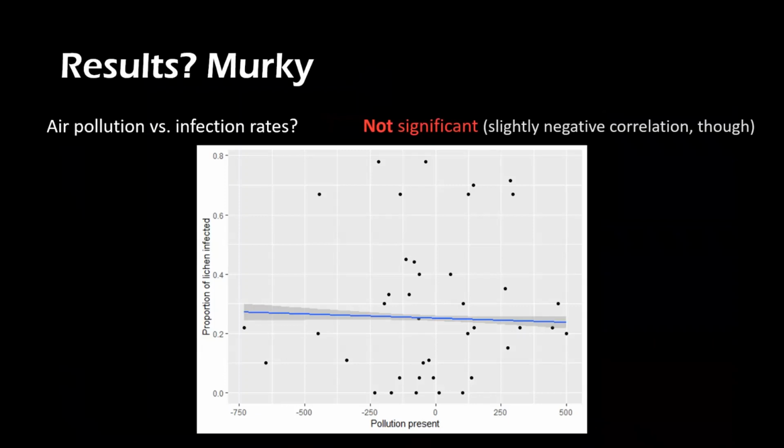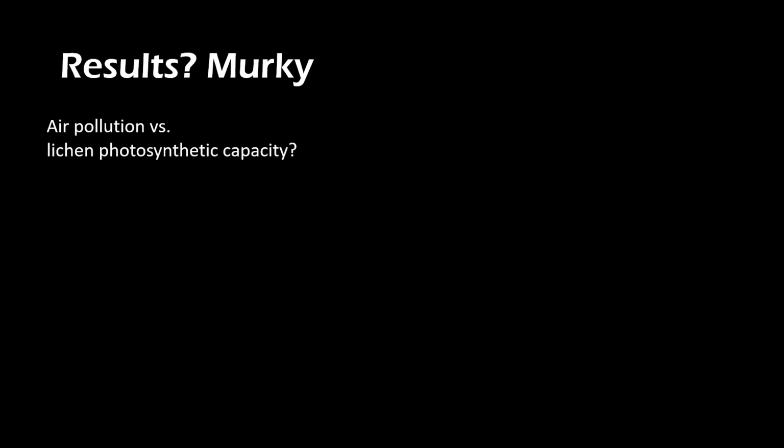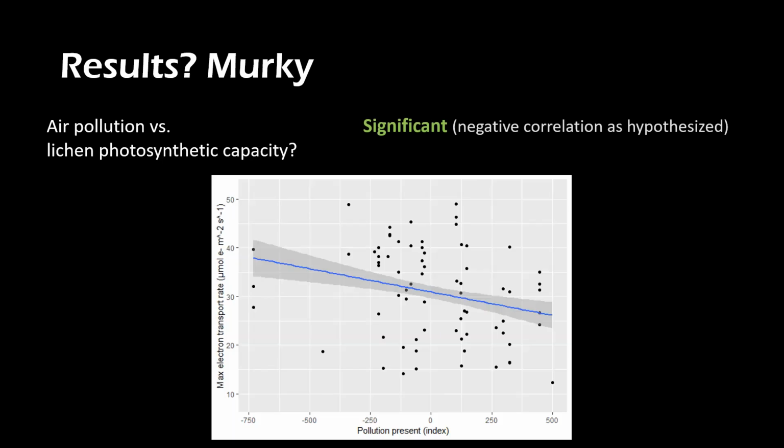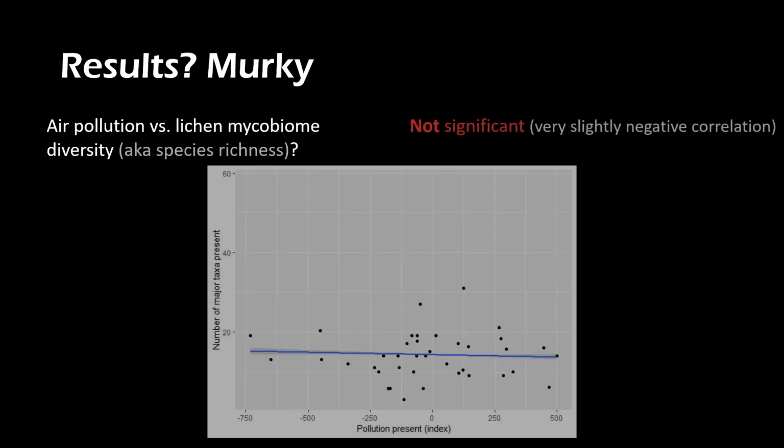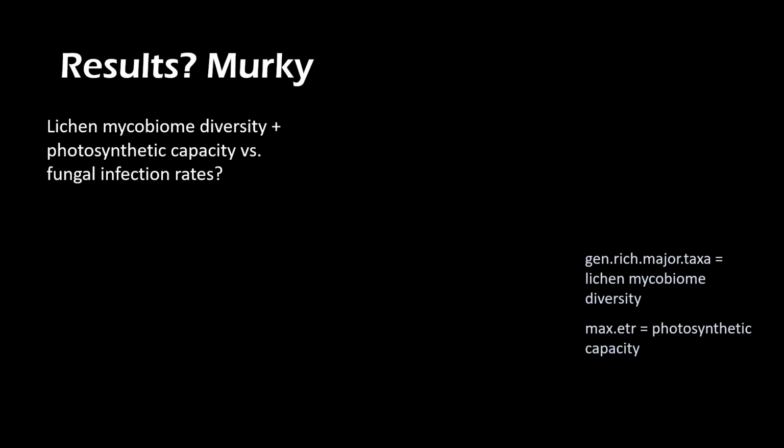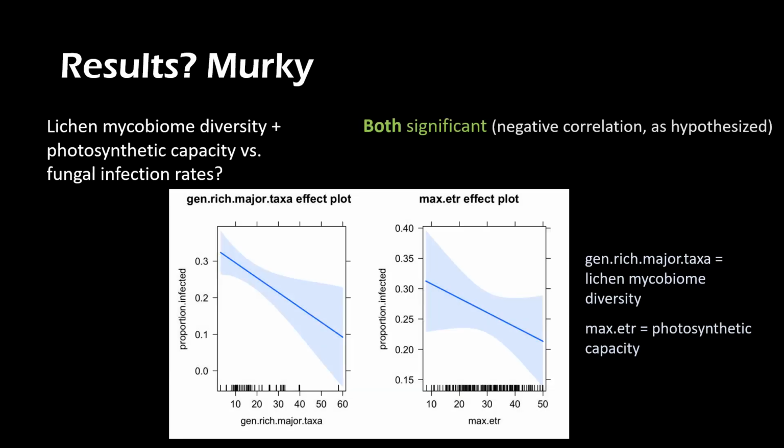Our results, however, presented a less clear picture. In short, we tested 4 hypotheses, and the results were: 1. Increased air pollution is slightly correlated with decreased proportions of infected lichen samples, though this relationship is not statistically significant. 2. Increased air pollutant levels negatively impact the photosynthetic capacity of lichen tissue. 3. Increased levels of air pollution are weakly correlated to decreased levels of taxa richness in lichen, but this relationship is not statistically significant. And 4. Decreased lichen microbiome diversity and photosynthetic capacity are both correlated with increased fungal infection rates.